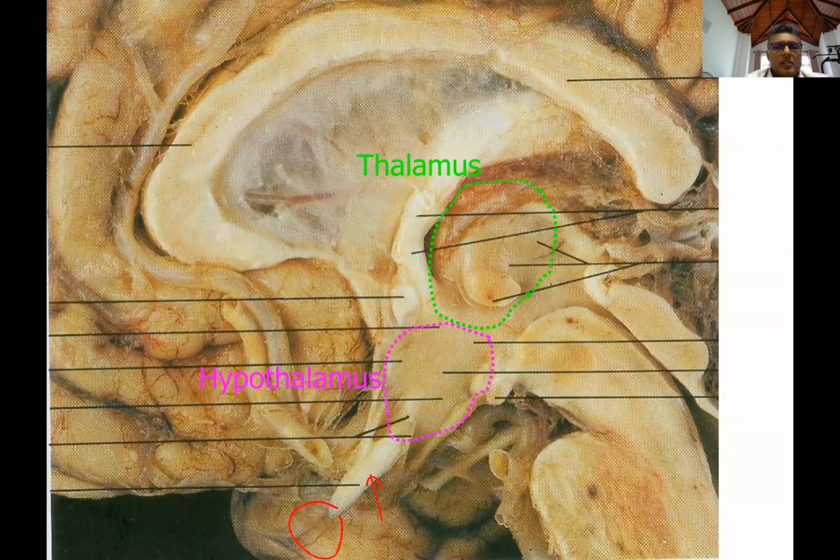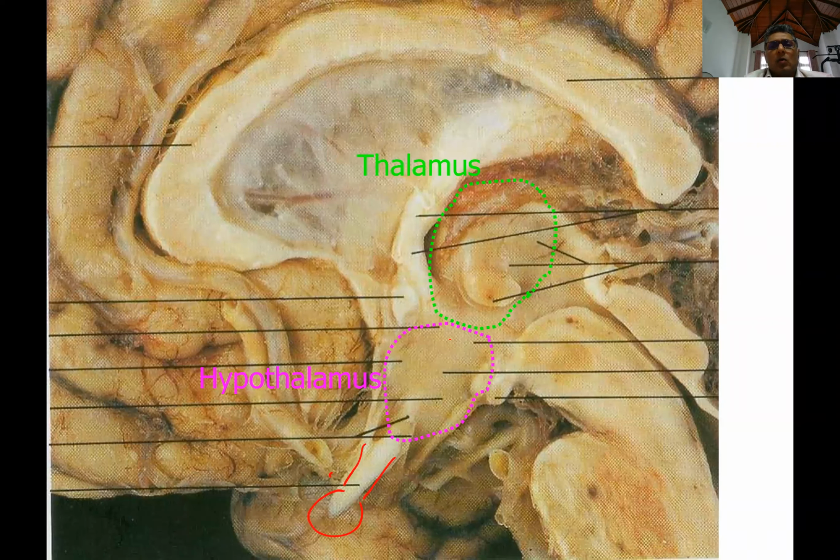You get the optic chiasma also here. I'm not very sure whether it's optic chiasma or where the optic nerves cross each other in the same area. So forget about the optic chiasma. You just remember it as the pituitary stalk for the moment. Okay, pituitary stalk to which the pituitary gland is attached. So that is attached to the hypothalamus.